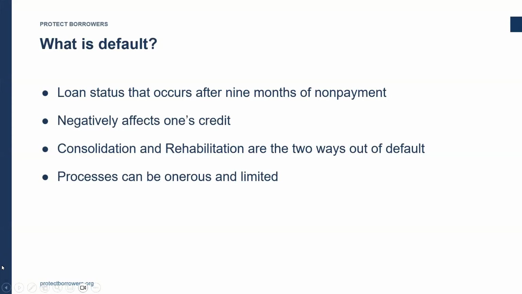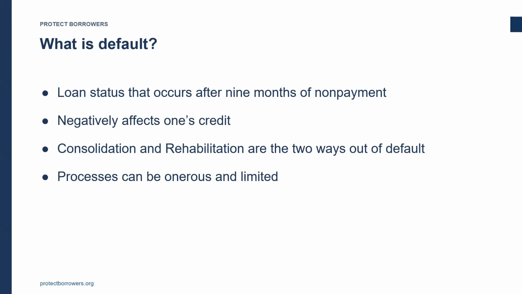Fresh Start is a program for federal student loan borrowers in default. A federal student loan account is placed in default when a borrower hasn't made payments for more than 9 months. You can find out if one or more of your loans is in default by checking your studentaid.gov dashboard. We have another short explainer video on finding your studentaid.gov dashboard.